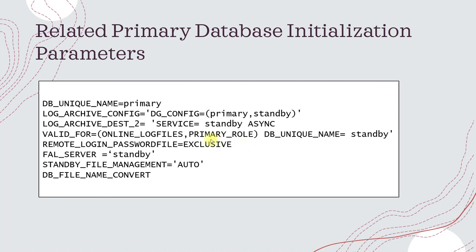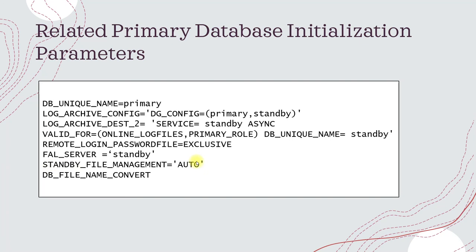So these are the initialization parameters. DB unique name we already discussed. Log archive config, which lists the databases participating in the Data Guard setup. Okay, this log archive dest 2 we already talked about. Remote login password file will be exclusive. Fal server, we will discuss later during the setup.